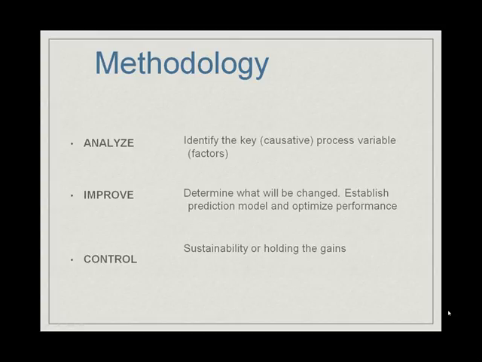With analyze, we're going to talk about identifying the key causative process variables or factors and determining which factors. Once we've analyzed the factors and we determine which are the key factors, next we want to move to improve. In improve, we're going to determine what will be changed and establish predictive models and optimization of performance. And then finally, we move to control, which is about sustainability or actually holding the gains in performance that we've achieved.